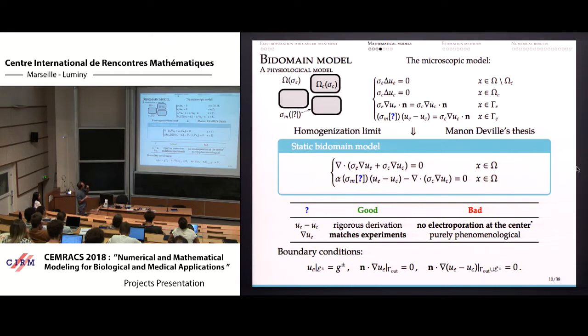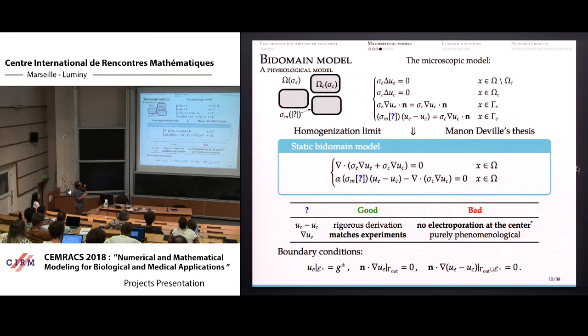So this basically means that the current flux on the membrane is the same from the inside and from the outside. And then this is basically the same condition, but on the membrane itself. So this is kind of a gradient, but since the membrane is infinitely thin, it's just a difference.